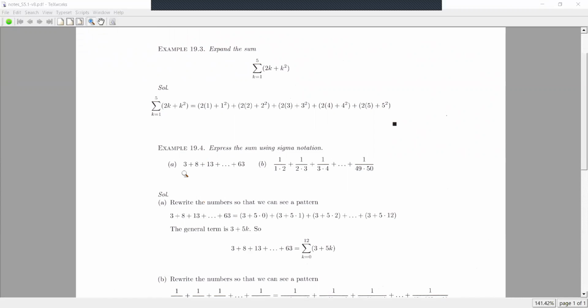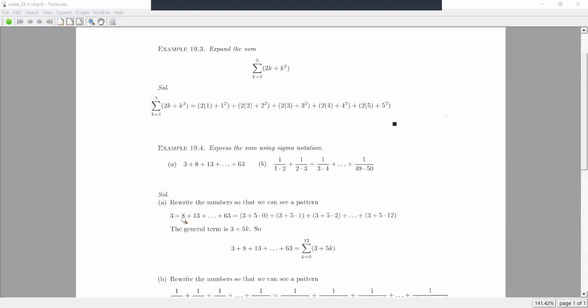Okay, A first. This is a long sum. Now, to write this sum in sigma notation, you need to determine the pattern among the terms. Okay, now let me try to figure out the pattern among the terms.